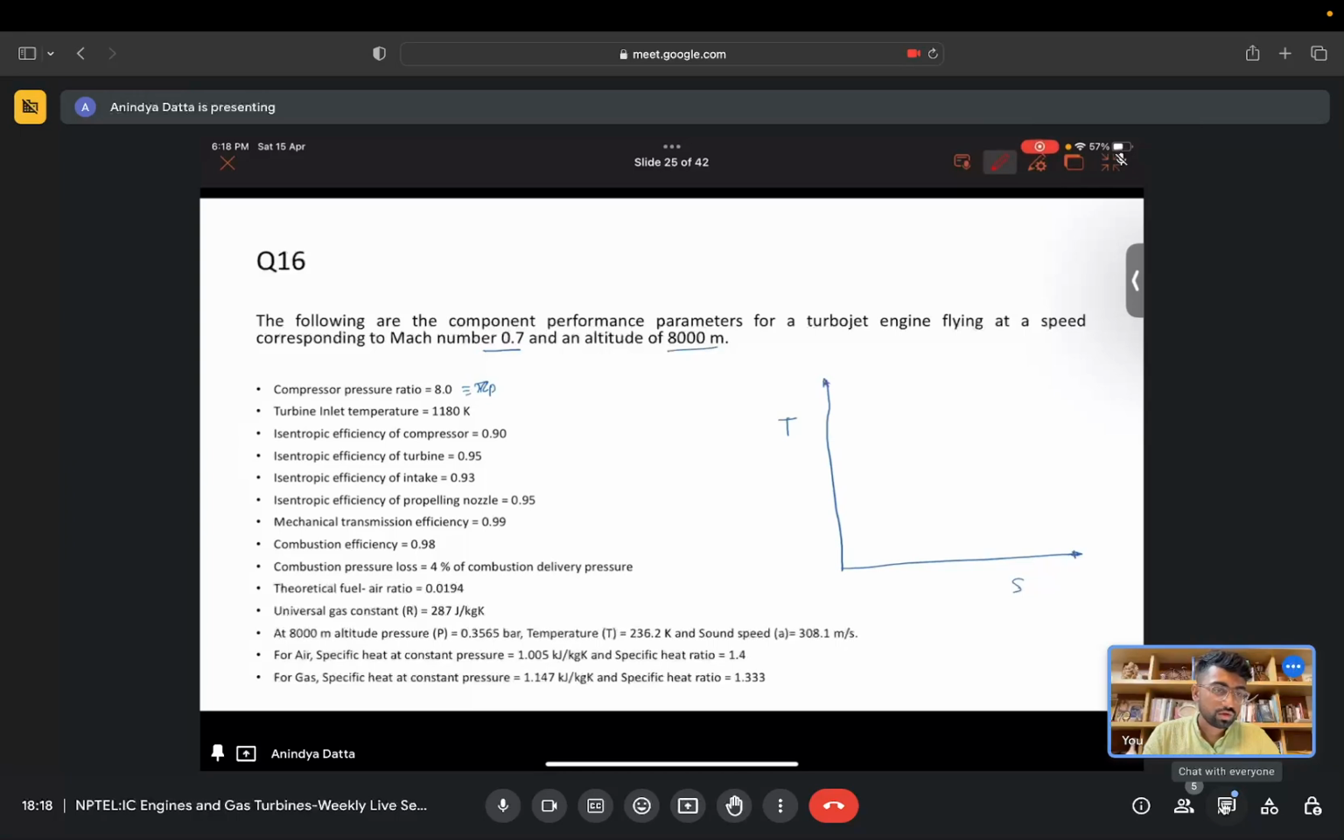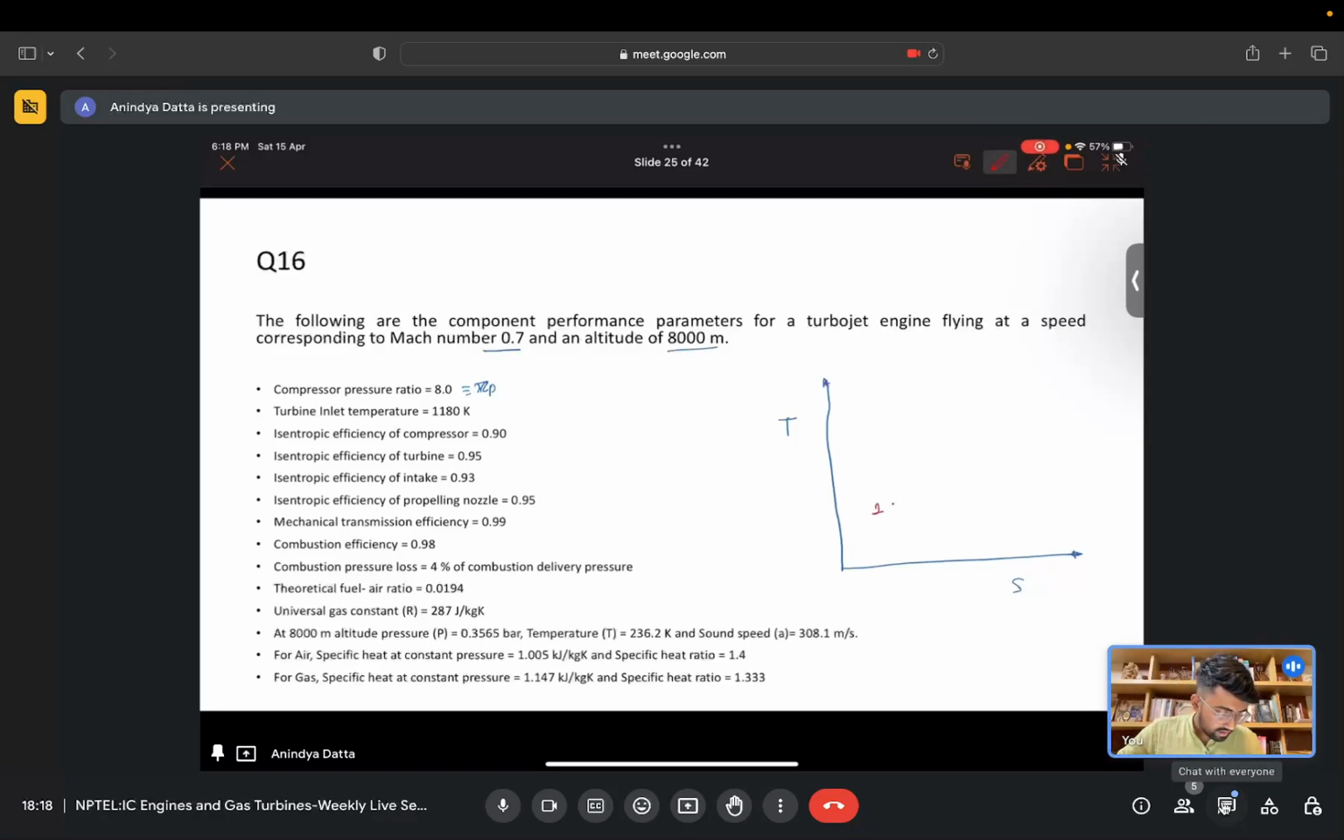We used to draw TS diagrams and express the work done in terms of the difference in static temperature only, because in those cases it is the baseline assumption that the flow velocities are very small. But that is not the case in an aircraft engine cycle, because the flow velocity is quite significant and the stagnation quantities are quite a bit higher than the static quantities.